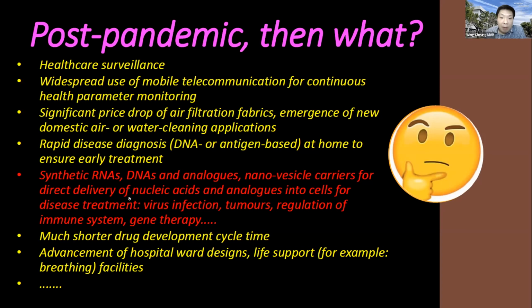As I said, we'll continue to develop new vaccines via mRNA technology, and we already have drugs for COVID-19, and probably we will have drugs for other viruses like flu as well. And we have a much shorter drug development cycle, as explained by Professor Dunn as well. We also advanced the hospital ward design to support the patient, but also to protect the hospital nurses and staff, who actually sacrifice a lot to help people, and we should also be concerned about them as well.